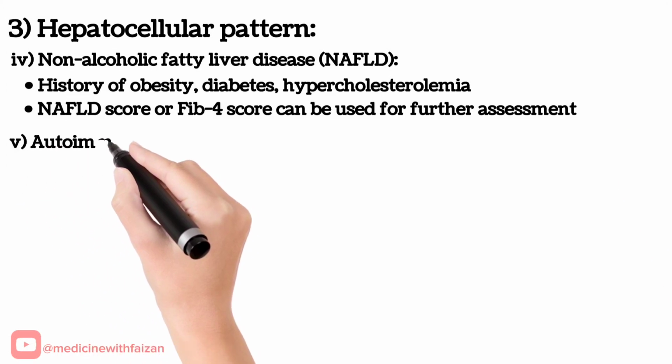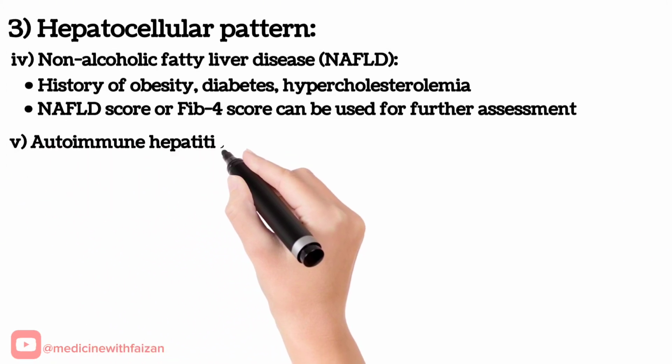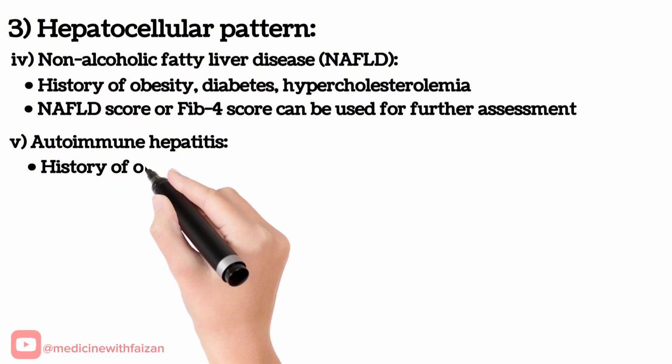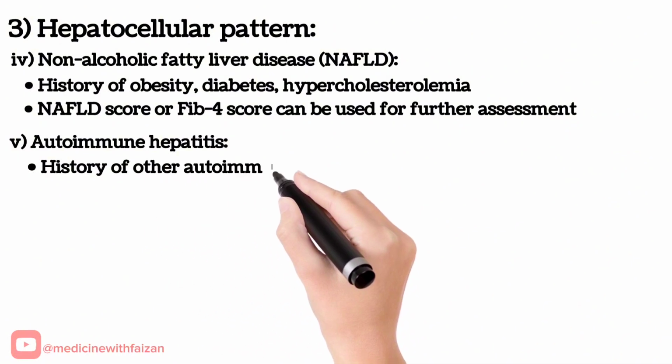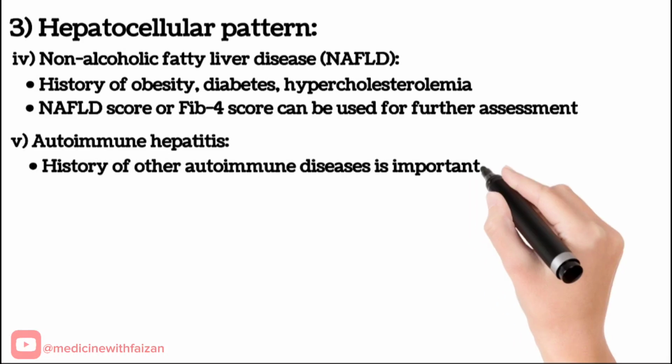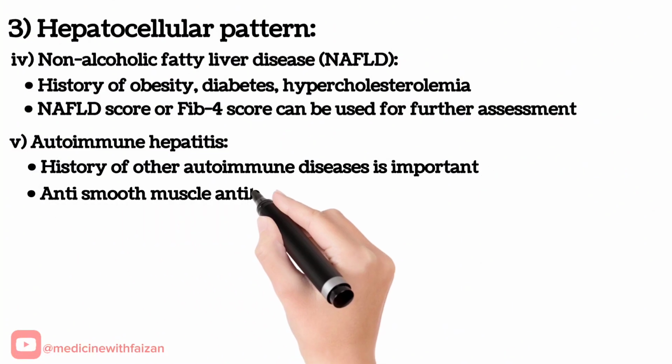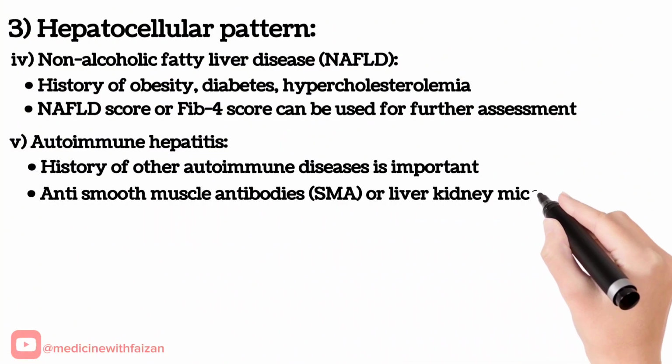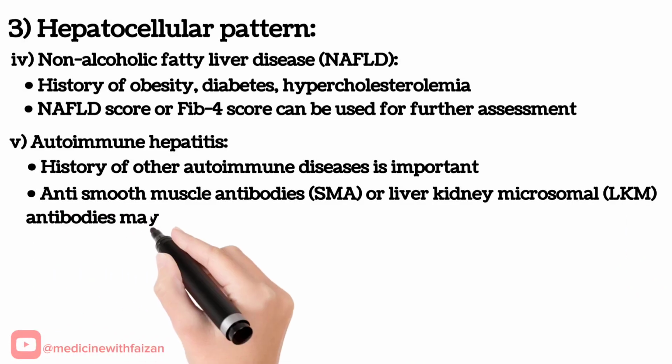And finally, autoimmune hepatitis can also cause hepatocellular injury. One thing that is most important in autoimmune hepatitis is the history of other autoimmune diseases. Like if the patient is suffering from autoimmune hepatitis, they may also be suffering from other autoimmune diseases like some sort of thyroid disorders, like Graves disease, and so on. In autoimmune hepatitis, anti-smooth muscle antibodies or liver kidney microsomal antibodies may be positive.